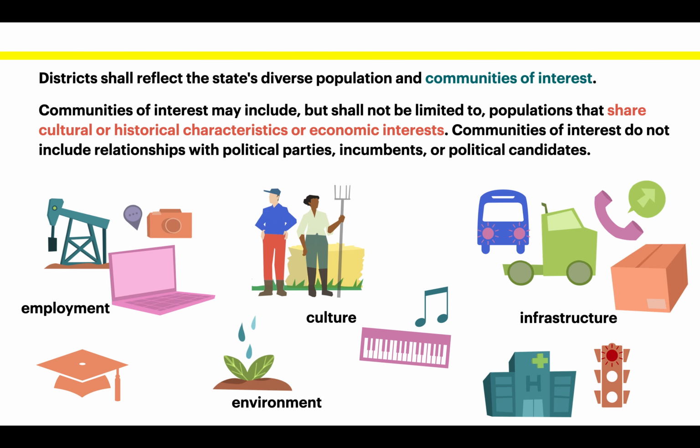The Michigan Constitution says, districts shall reflect the state's diverse population and communities of interest. So what are communities of interest, or COIs? The Constitution goes on to say communities of interest may include, but shall not be limited to, populations that share cultural or historical characteristics or economic interests. So what does that mean? Well, here are some examples.